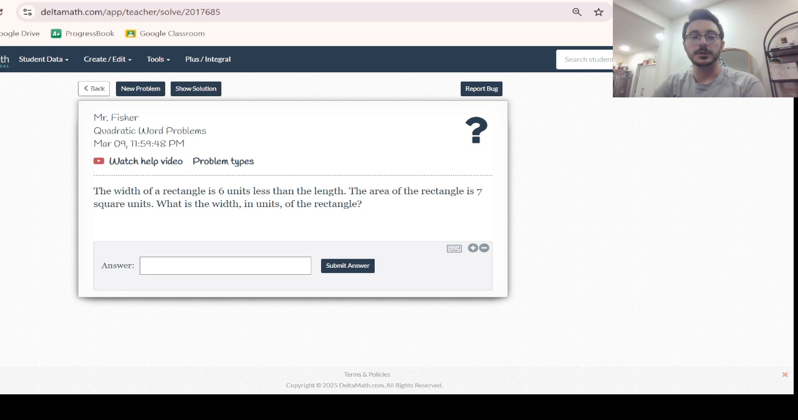This is kind of the first time I'm trying to draw on the screen, so hopefully it goes well. Just bear with me if there are some technical difficulties.